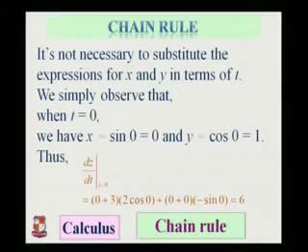It's not necessary to substitute the expressions for x and y in terms of t. We can directly substitute the value. We know sin 0 is 0 and cos 0 is 1. Substitute these values in our previous expression. We have 0 plus 3 into 2 cos 0, plus 0 plus 0 into minus sin 0. The answer will be 6.